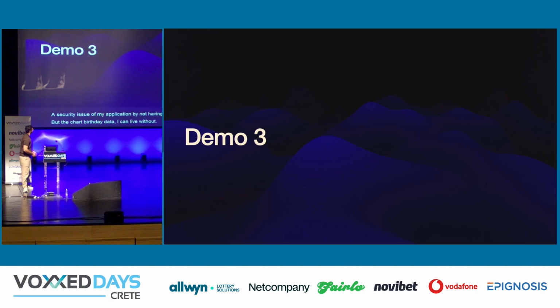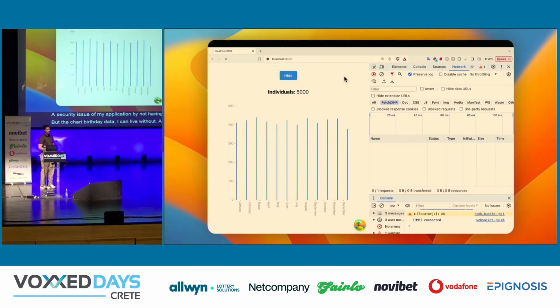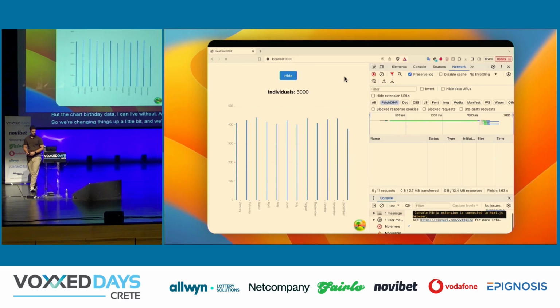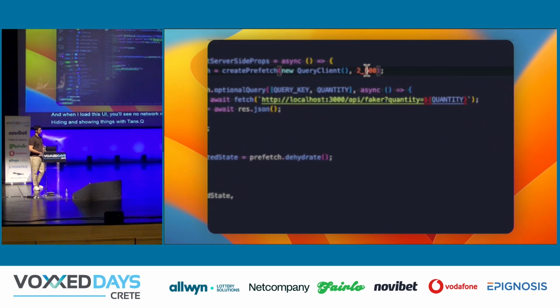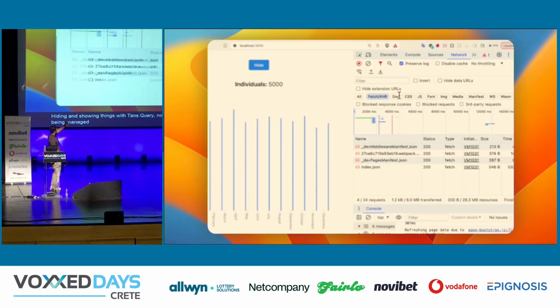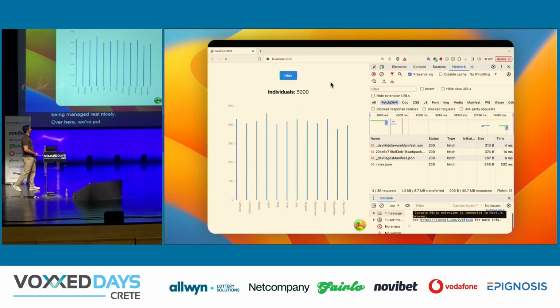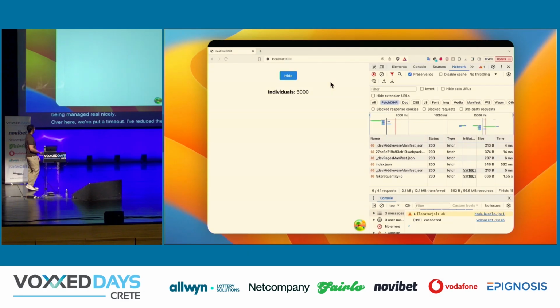And so let's look at a third demo. We're changing things up a little bit, and we're going to actually start fetching things on the server, and we'll show how that looks in a second. When I load this UI, you'll see no network requests are made on the client side. Hiding and showing things with TanStack Query, no more requests are being made. State is being managed really nicely. Over here, we've put a timeout. I've reduced the timeout from 2.5 seconds down to 500 milliseconds.